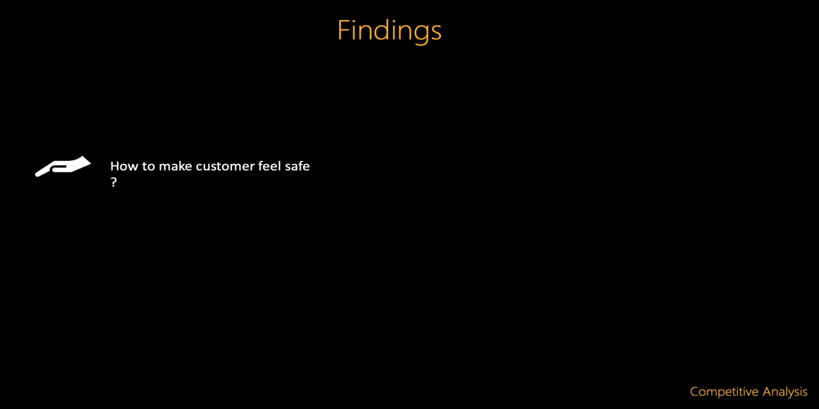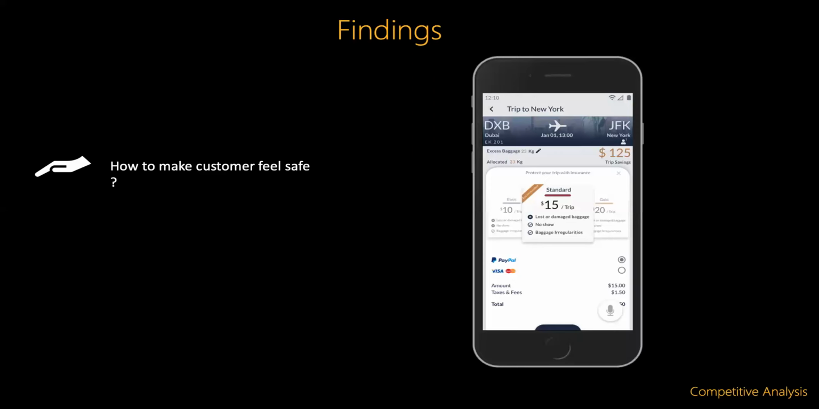So the first one is how to make the customer feel safe. There are a lot of apps where this is lacking, and in this app we try to provide an insurance capability where the user can buy insurance for any no show of passengers, baggage irregularities, or loss or damaged baggage, and it will be covered using this.